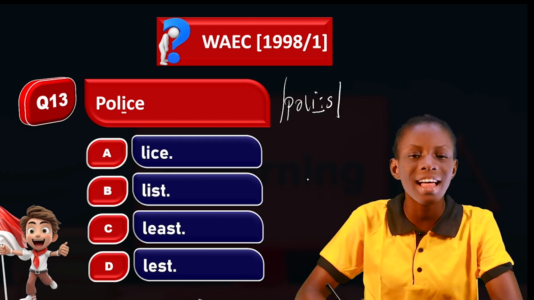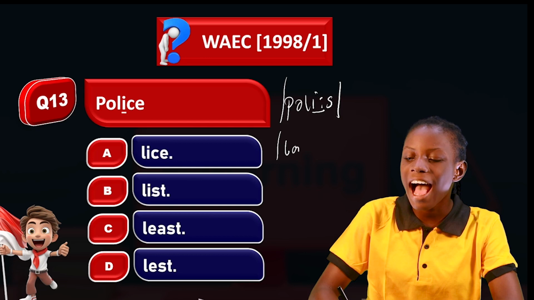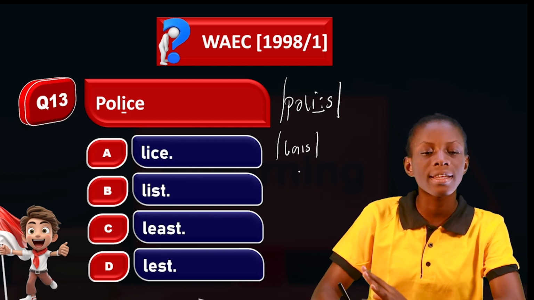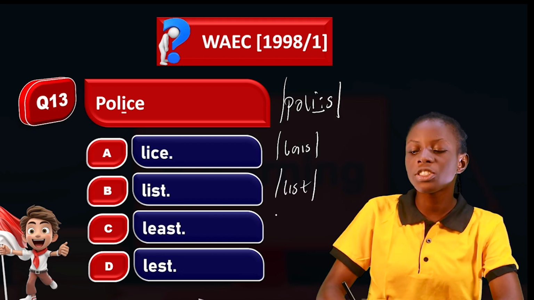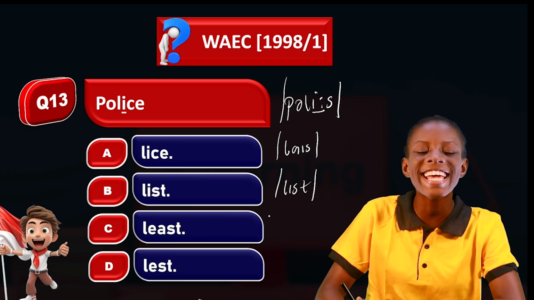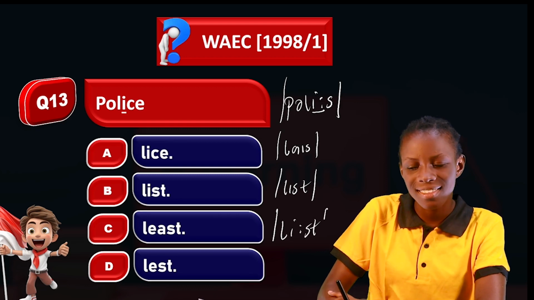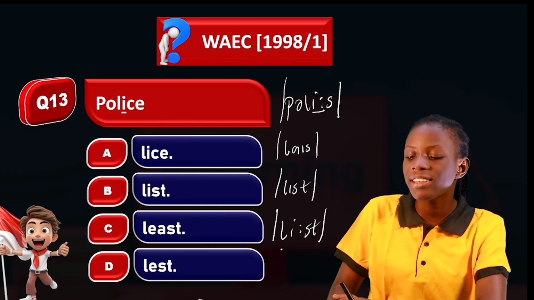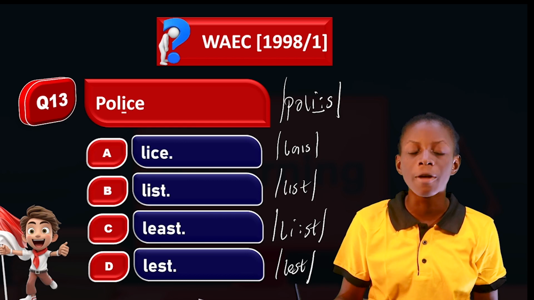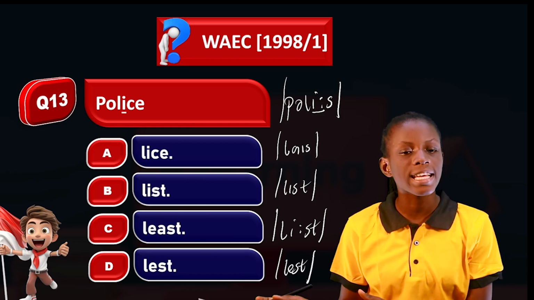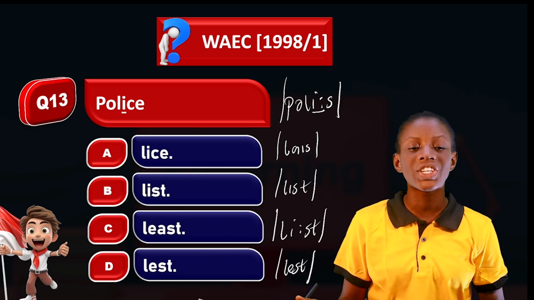Option A is lies, pronounced eyes. Option B is list, and option C is least. Option D is less. How about less? It has the short E sound. So now, having transcribed, what is our answer? Remember, the given word is police, and the options are lies, list, least, and less. Our answer is clearly option C.